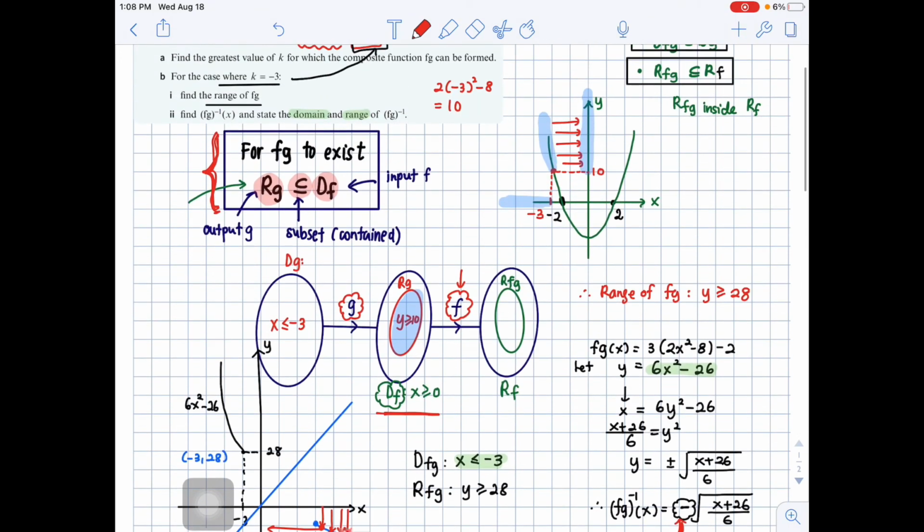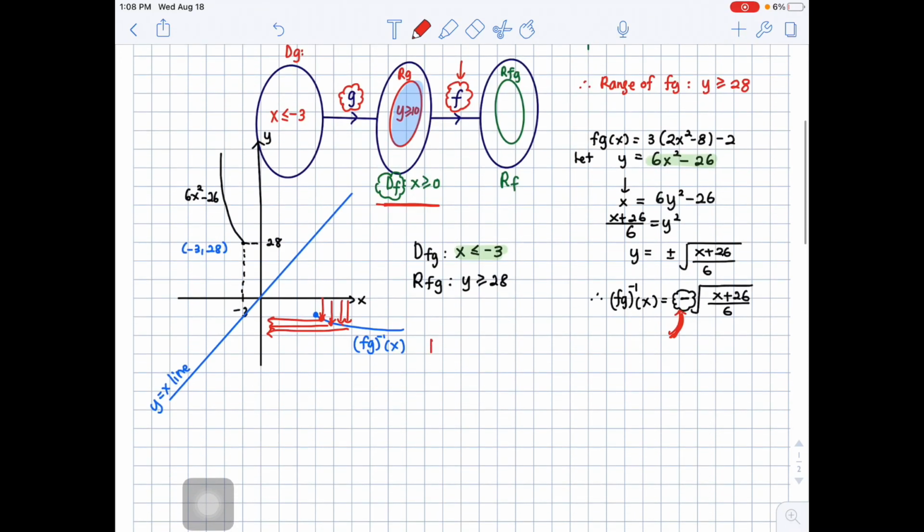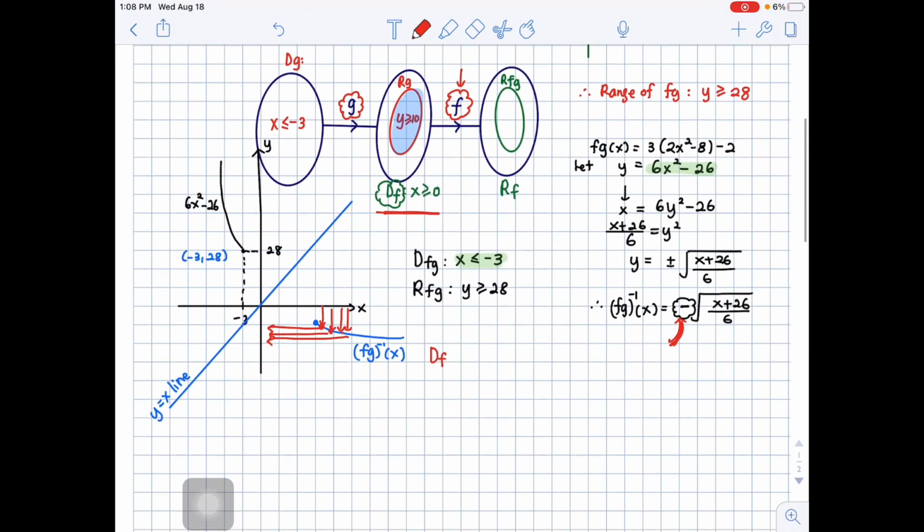Okay, now you find for me the domain of Fg inverse, range of Fg inverse. We know that they are counter to each other. You change the variable. x more or equal to 28, y less or equal to minus 3. You can use the sketching to check as well.